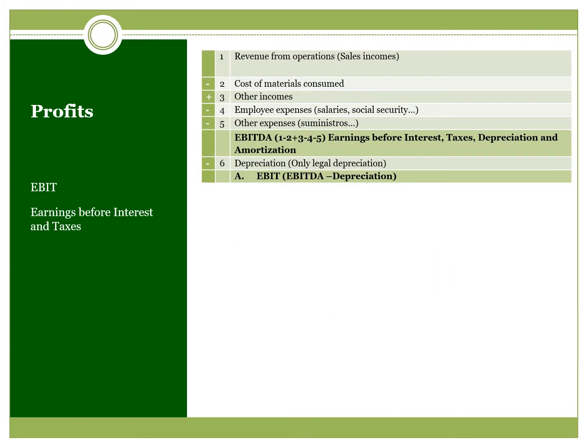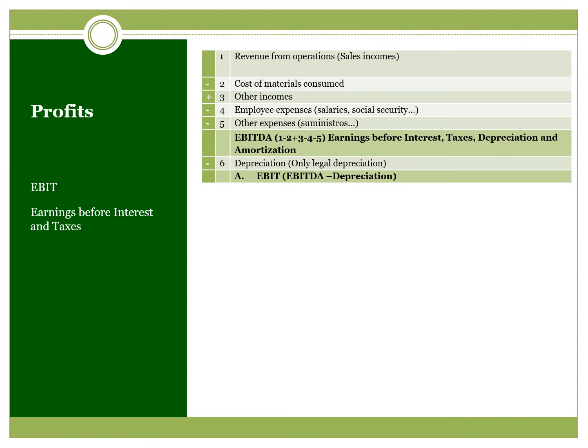Let's see now the different results or profits that the company can calculate. They are all in the profit and loss account. So what we're going to see are all the concepts that belong to the profit and loss account according to Spanish regulation. First thing we have are revenues from operations. This is what we have called sales incomes.